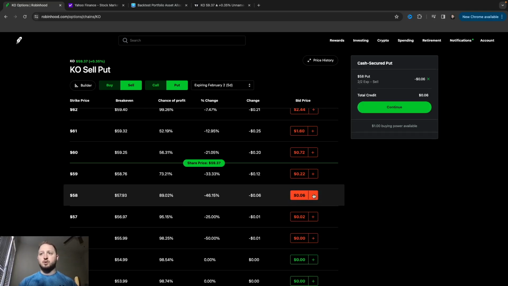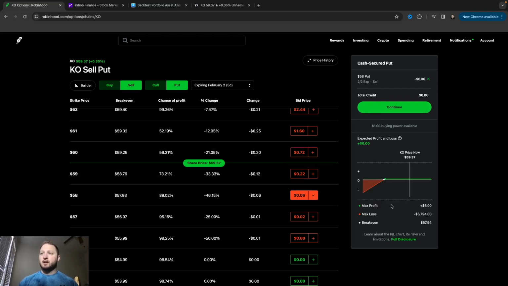So all you would do is click this, you add to it, and again, it shows you your max loss, of course, because you're adding $6. So they add $6 or subtract $6 from the max loss, and then that is your trade, guys. It is really this simple. Now you have to have the $5,800.